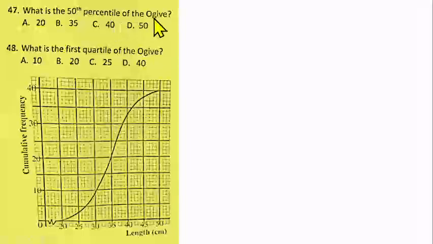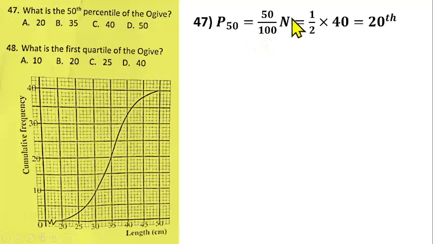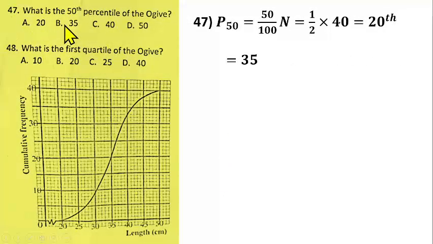Question number 47. What is the 50th percentile of the ogive? The total frequency here is 40. So the 50th percentile is 50 over 100 times the total frequency, which is 40. So half of 40 gives us 20. Now you go to your graph and locate the 20th position. You draw a straight line here, and wherever it cuts the curve, you bring it down, and that gives us 35, which is option B.